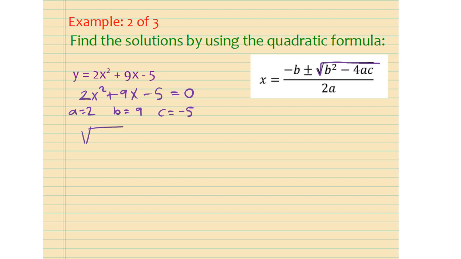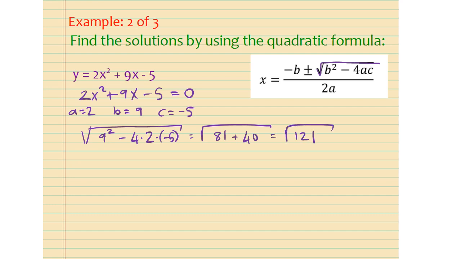Now, discriminant is going to be equal to b squared minus 4ac. That's 9 squared minus 4 times a times c, which is equal to 81 plus 40, which is equal to 121. It turns out that the square root is going to be 11, and we know that 121 is a positive number, so this will give us two solutions. Now let's find those two solutions.